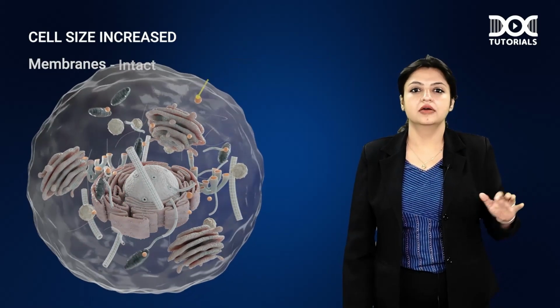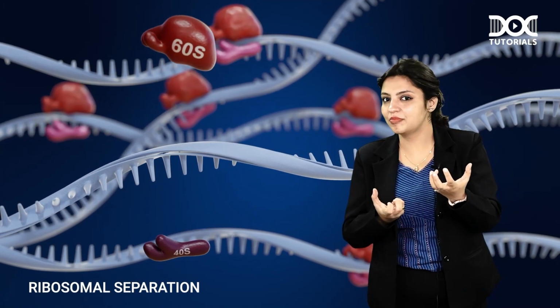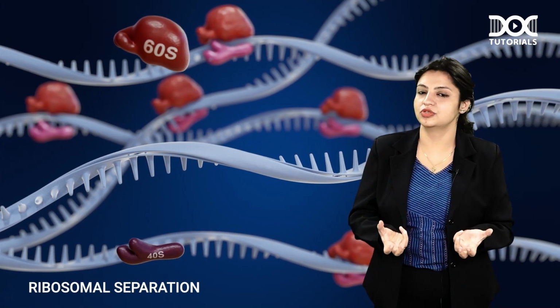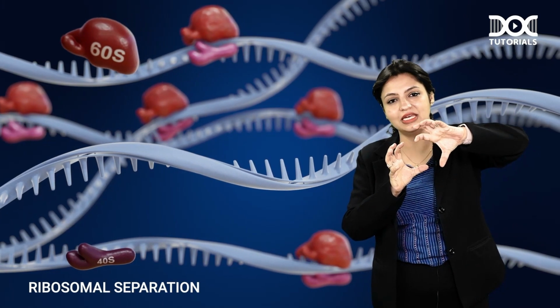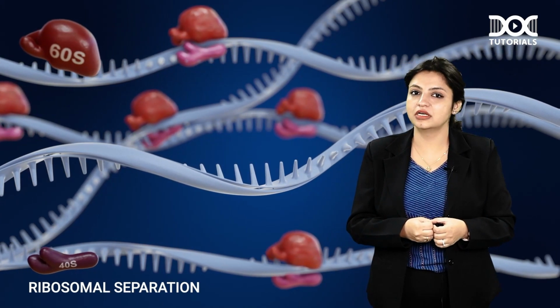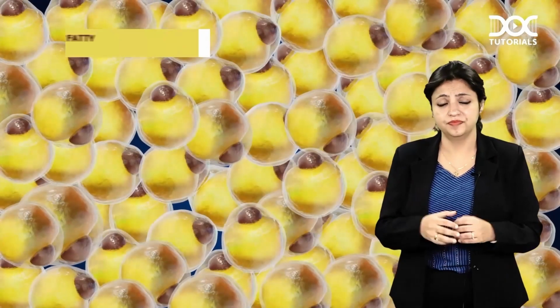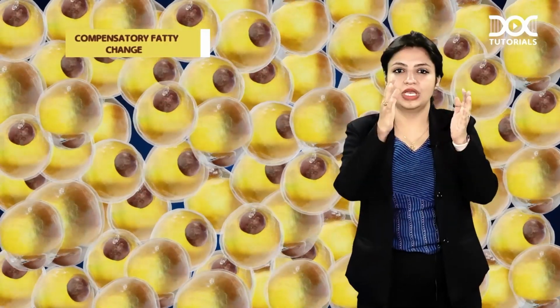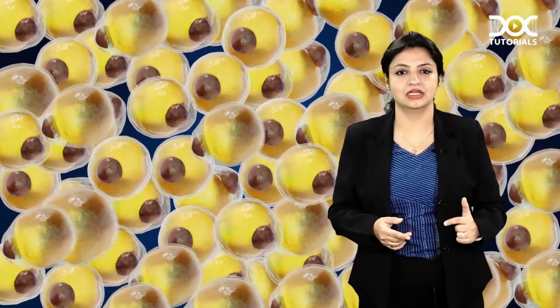Now, can you tell me one organelle which when distends, the two subunits get separated? That is ribosomes, you know. Ribosomes have 40S and 60S subunits. It dilates, but when it dilates, the two subunits get separated. When the two subunits get separated, automatically the protein synthesis decreases and the compensatory fatty change starts. So, whenever I am talking about reversible injury, remember the size of each organelle increases.